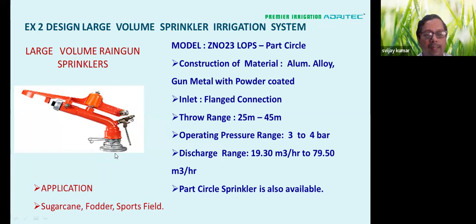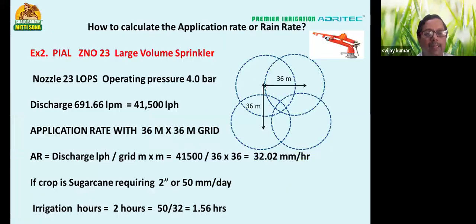And as the sprinkler is much bigger, the discharge range also will be higher, and the pressure required also is higher. You can also have the part circle arrangement in this particular sprinkler. So if you want to cover only a particular area, like in a stadium, you will normally set it at 180 degrees, not at 360 degrees. So now let us look at this example.